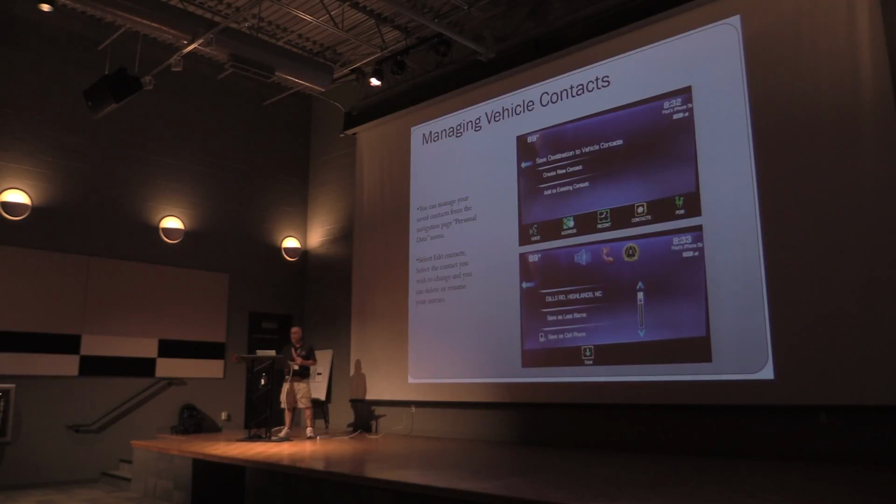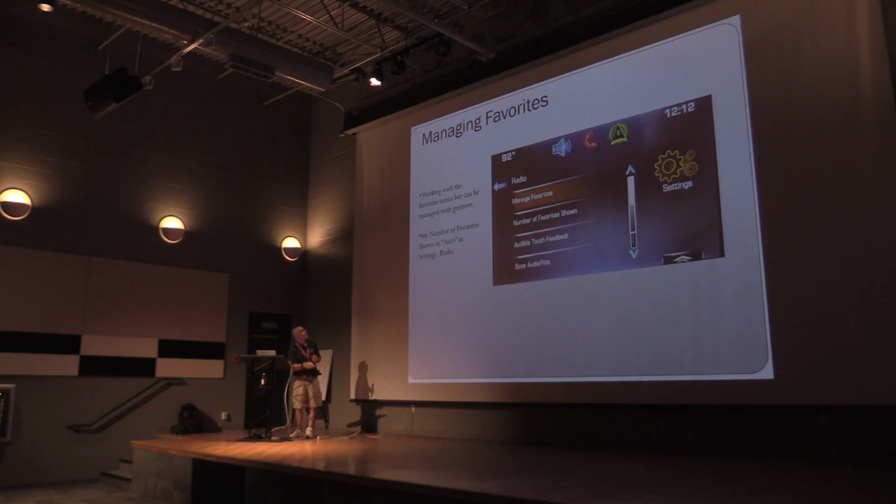You can manage vehicle contacts slightly differently. This is a little confusing for folks because you manage favorites from one location, and you manage vehicle contacts from another location. The main reason for that is favorites are multi-mode. So you go to the main menu to manage favorites. Vehicle contacts are saved generally through the navigation system or via the telephone system, so you go to that subsystem to manage those. Simply select the menu, select Edit Contacts, scroll down the list, select the contact that you want to edit, and then you'll be able to delete or rename your entries there.